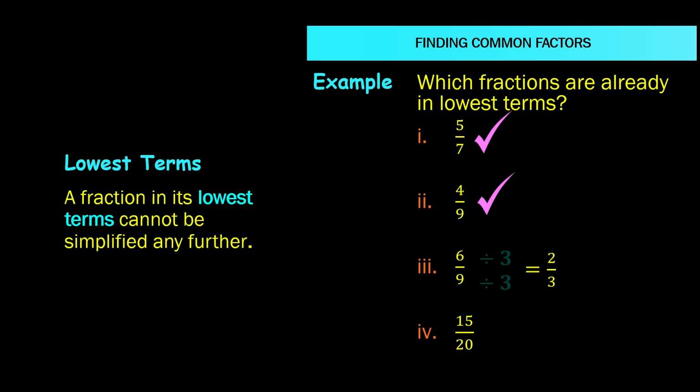Now let's take a look at 15 over 20. Notice that 5 divides into 15 and 5 also divides into 20. 5 is the greatest common factor of 15 and 20. So if we divide both the numerator and the denominator by 5, we have that 15 divided by 5 equals 3 and 20 divided by 5 equals 4. Therefore, 15 over 20 equals 3 over 4.